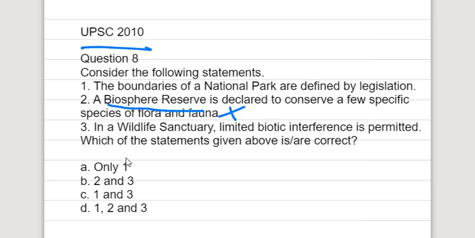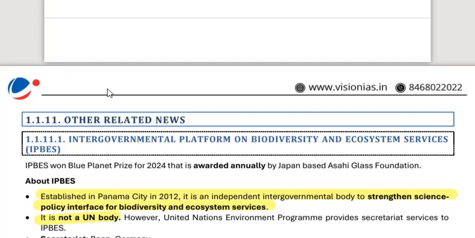So statement 2 is wrong here. Next, you have to check between 1 and 3. Statement 3 is: in a wildlife sanctuary, limited biotic interference is permitted. This is correct again. Then what should be the answer? This is C.